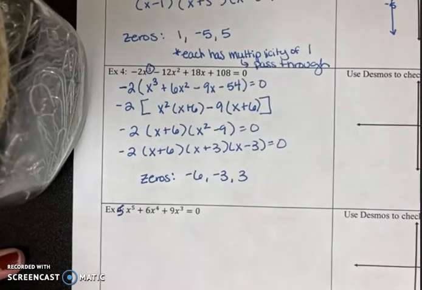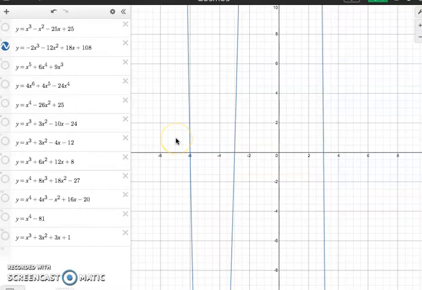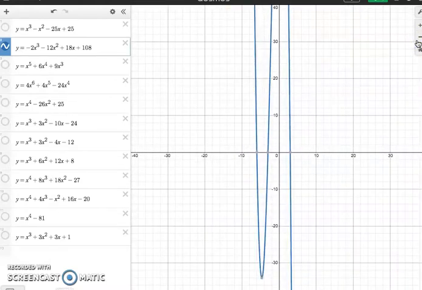We're now going to check with Desmos just to make sure that our graph looks good, and we're going to sketch a rough graph. So I have Desmos pulled up and my function plugged in. If I click on the graph, I can see that my x-intercepts are in fact negative 6, negative 3, and positive 3 like we said. And just to get the shape, I'm going to zoom out a little bit so we can see how it looks. Okay, now that I see that, I'm going to go back to my notes and draw a rough sketch of this.